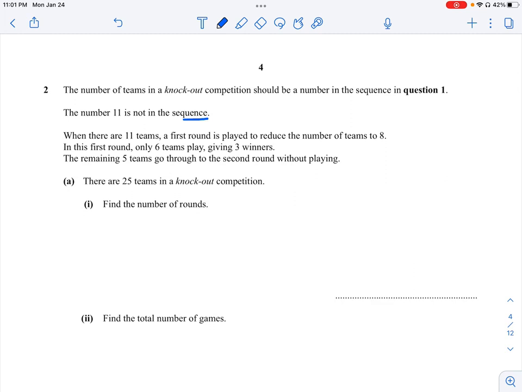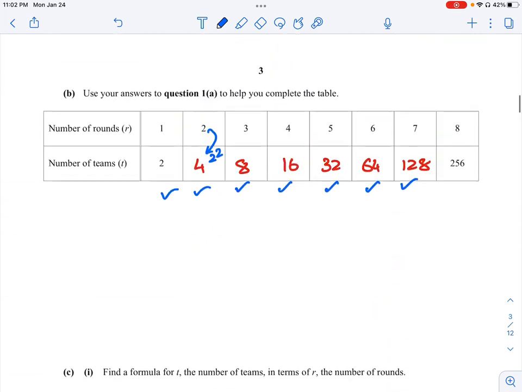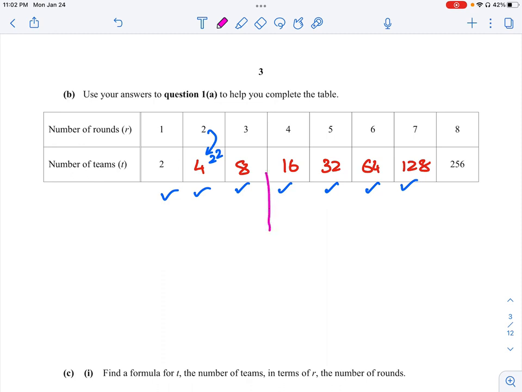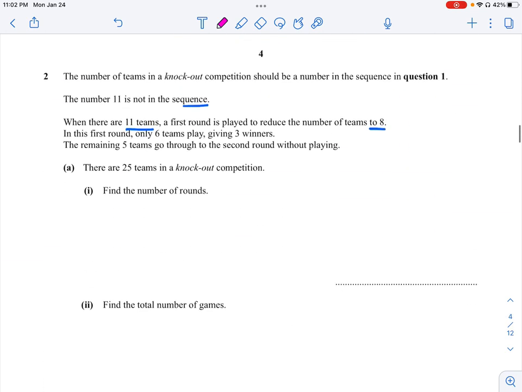Then what they do, when there are 11 teams, is the first round is played to reduce the number of teams to 8. Why only 8? We can see that 11 comes between 8 and 16. So the nearest and the smallest number is 8. So they try to make it down to 8 teams. So how do they make it down to 8 teams?